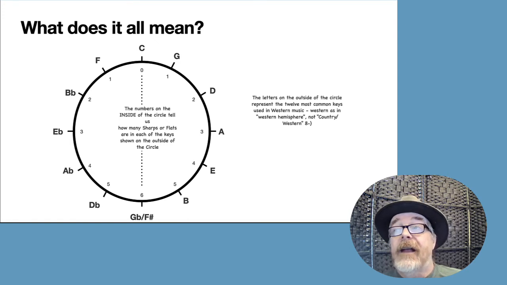All right, what does it all mean? Well, the letters on the outside of the circle represent the 12 most common keys that we use in Western music, as in Western Hemisphere, not country Western. And the numbers on the inside of the circle tell us how many sharps or flats are in each of the keys shown on the outside of the circle. So the key of A has 3 sharps. The key of E flat has 3 flats. The key of B flat has 2 flats. The key of E has 4 sharps.